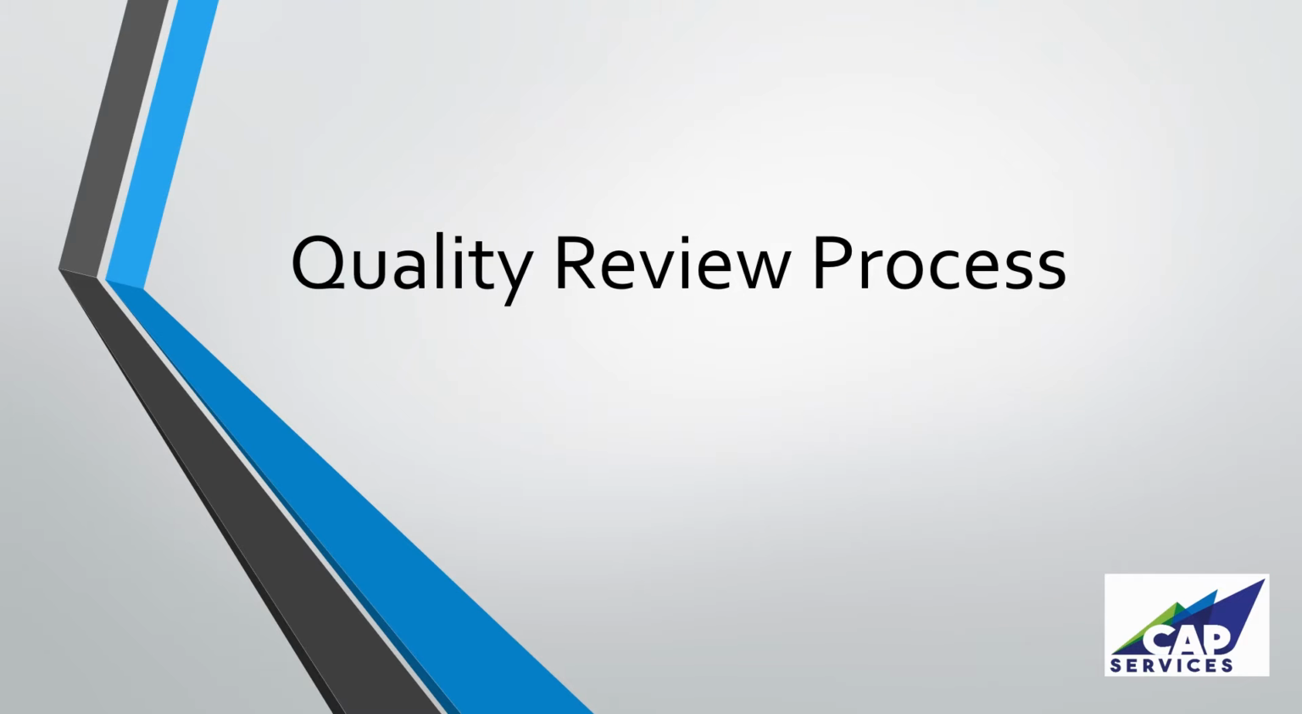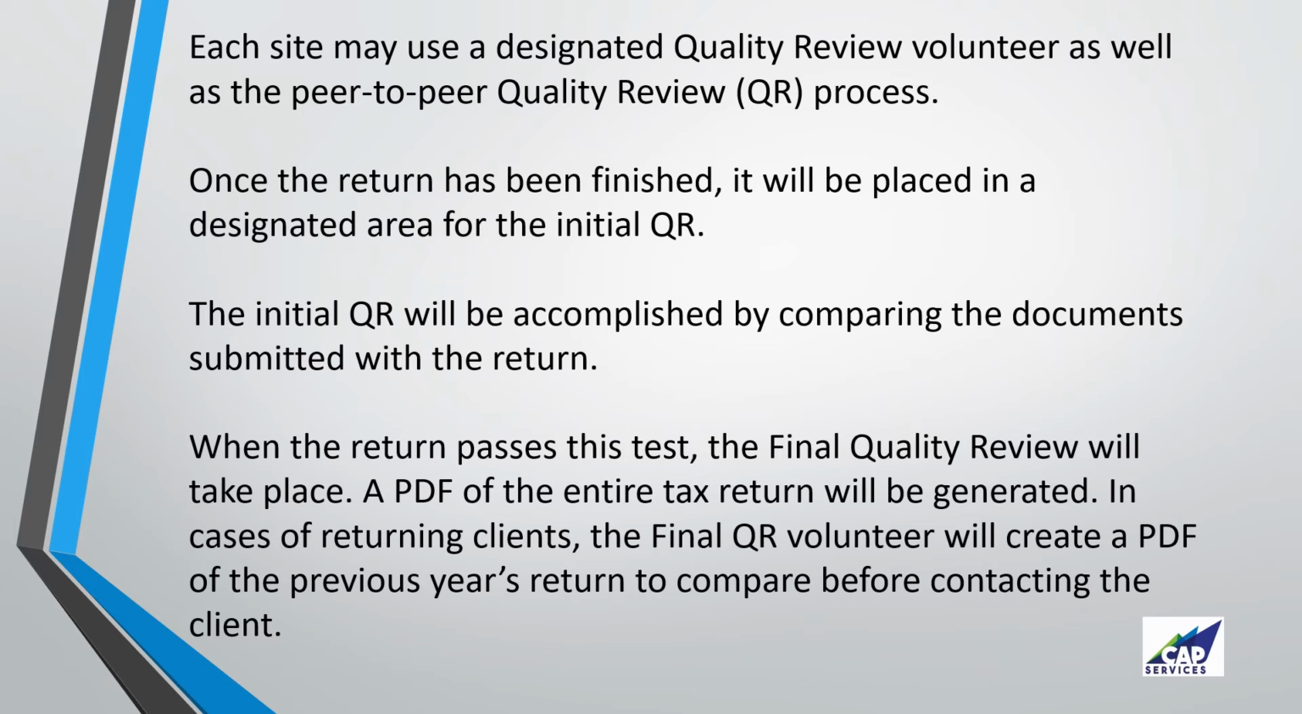Generic quality review process. Each site may use a designated quality review volunteer as well as the peer-to-peer quality review process. Once the return has finished, it will be placed in a designated area for the initial quality review. The initial quality review will be accomplished by comparing the original documents submitted with the return.